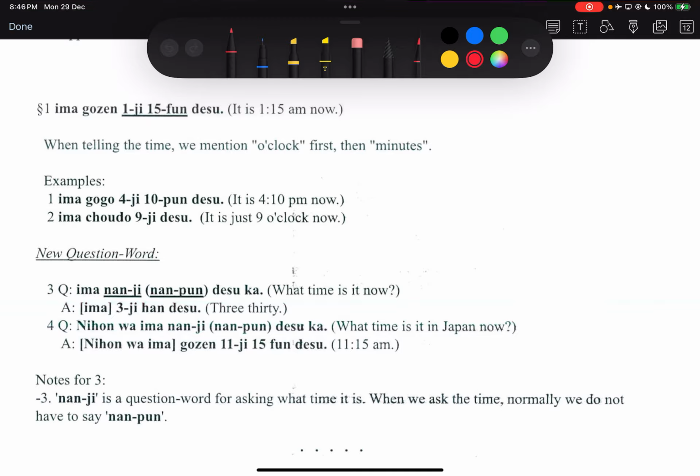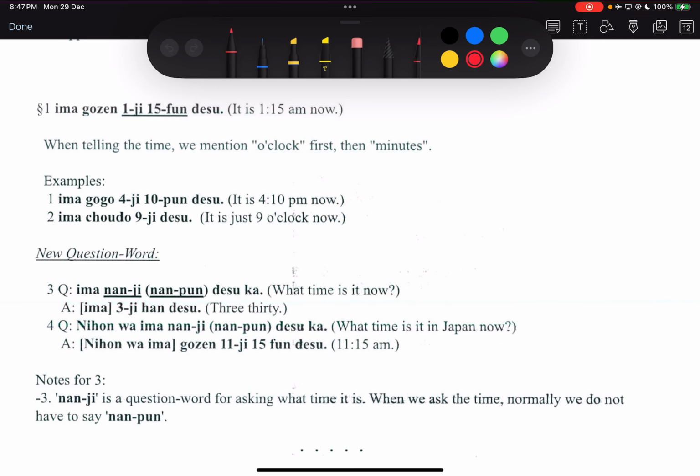Then example number 2, ima, ちょうど9時です. So ちょうど means 刚刚, like exactly. Right? 现在刚刚好9点. So it's like now is just nice. Also we just say just. ちょうど means exactly or just. So if you give exact change, they will say ちょうど. ちょうどもらいます。いただきます. Means I take exact change.